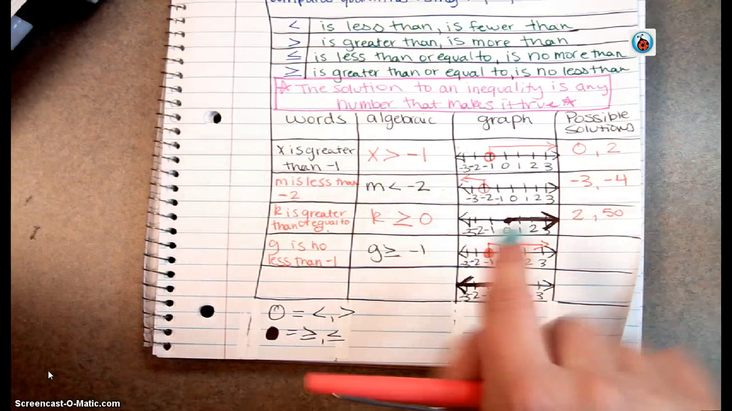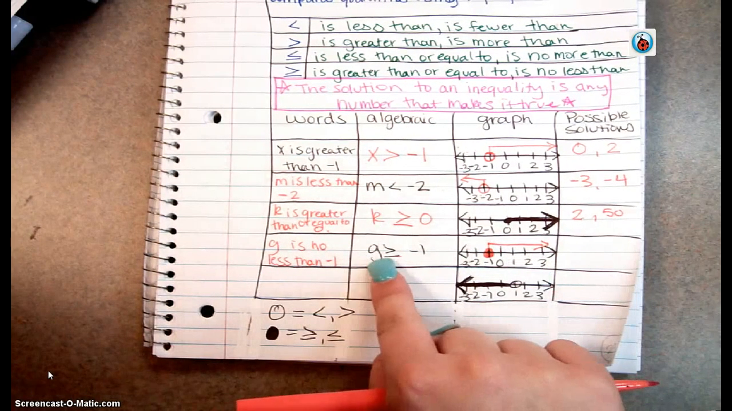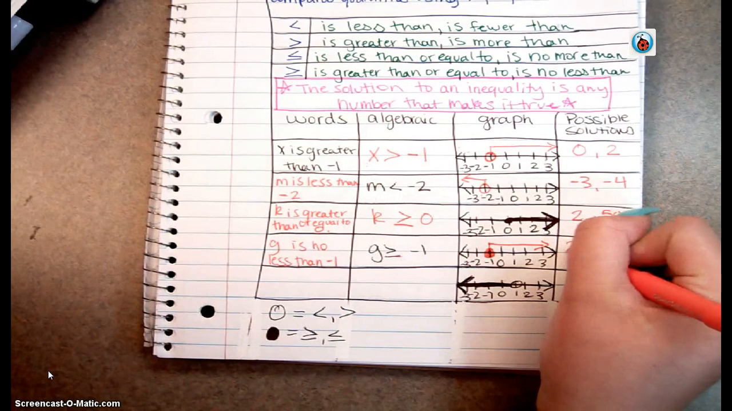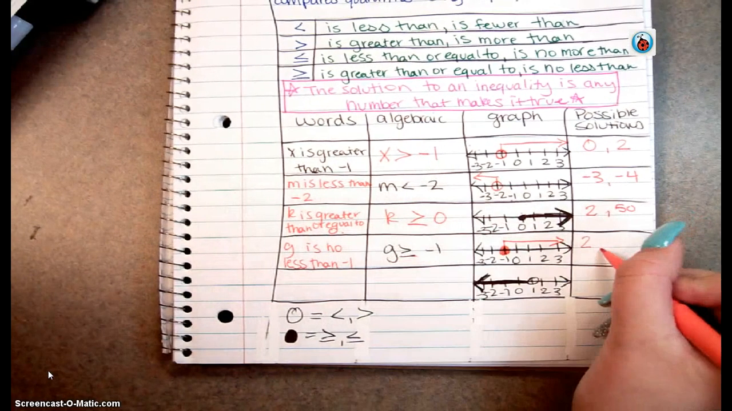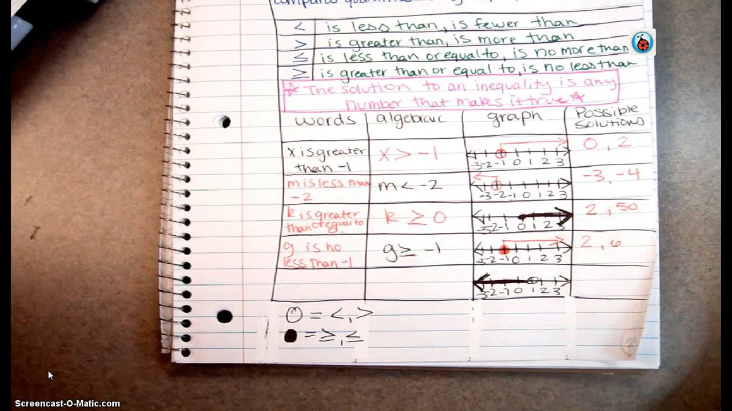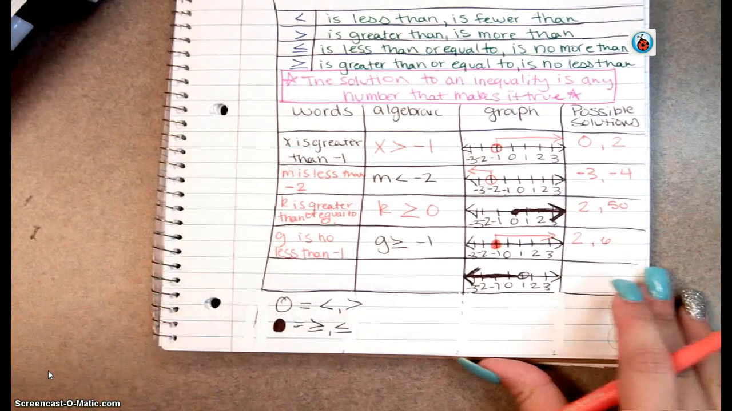Okay, so possible solutions for this are 2. Is 2 greater than or equal to negative 1? Yes. Is 6 greater than or equal to negative 1? Yes. All right, we're given the graph again on the bottom.